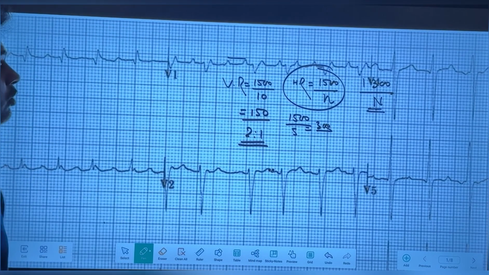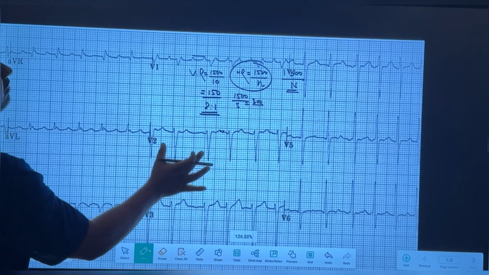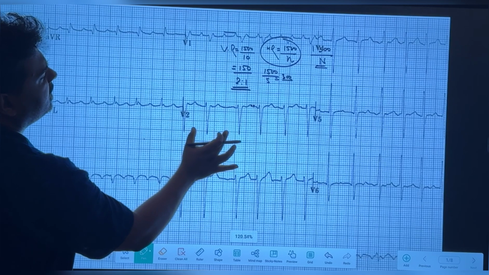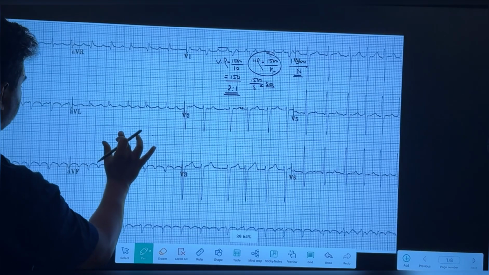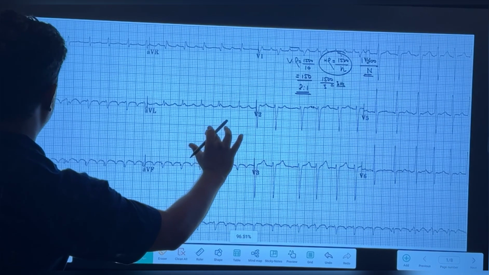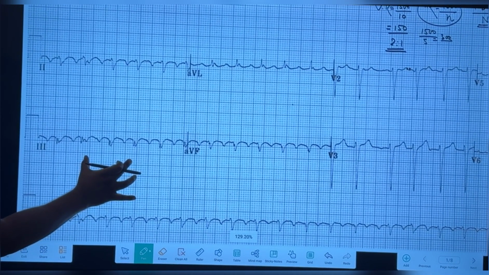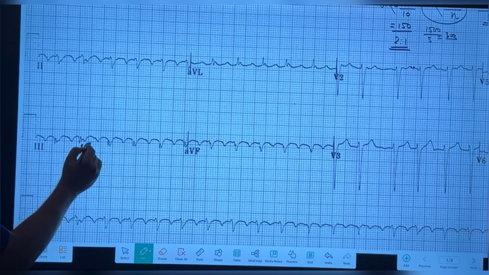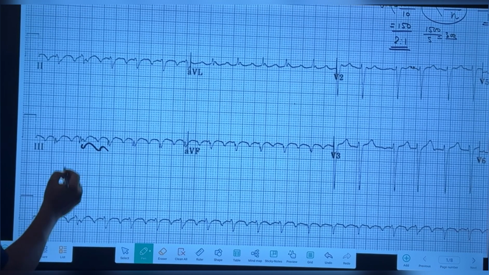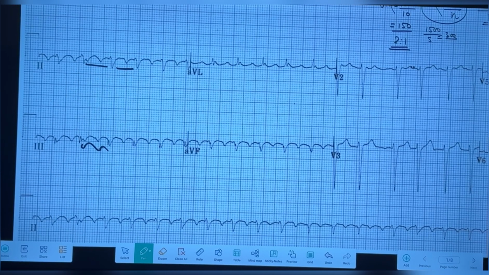Now the third thing is we will look for the sawtooth pattern. The sawtooth pattern we will see in the inferior leads or V1. In V1 we are not seeing a sawtooth pattern. Now come to the inferior leads. If you see the inferior leads, you can easily see this sawtooth pattern. See, here you see this sawtooth pattern.